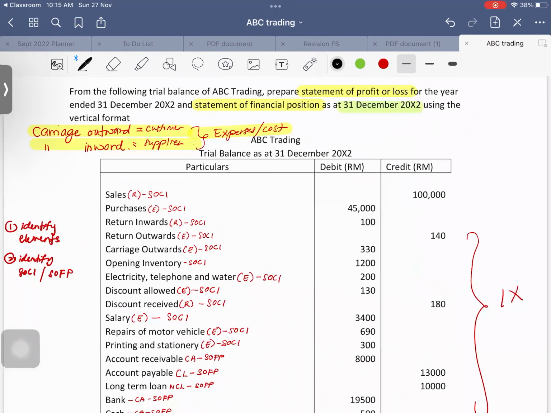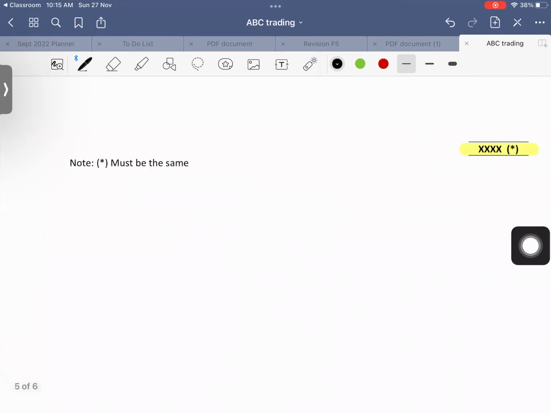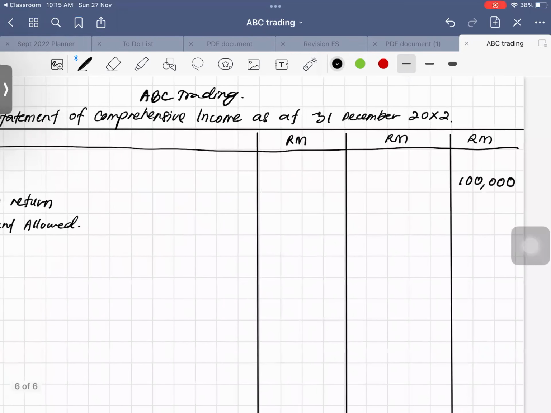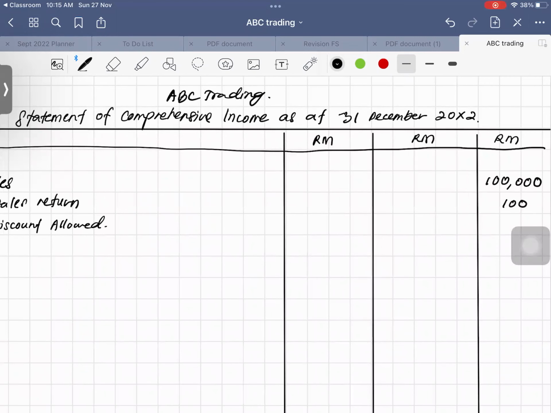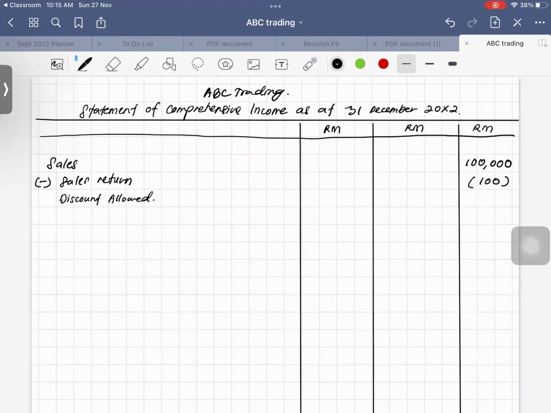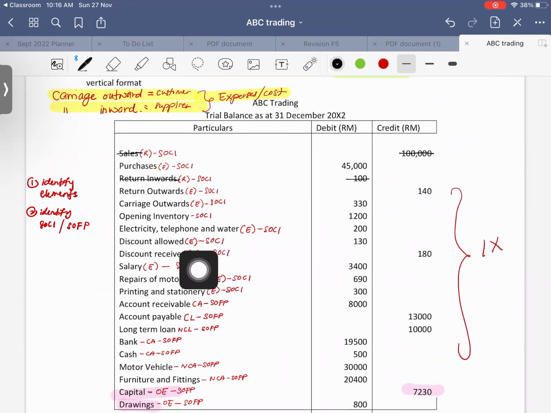Sales dah kan. So, potong. Sales return and return inward is actually the same thing. Ingat tu. Return inward is when your money comes in. So sales return. Okay. 100. Sales return is 100. Transferkan here 100. So sebab kita nak tolak, you letak bracket. Okay. Discount allowed also ada tak? 130. Ada ke discount allowed? Under 30. 130. Okay. Transfer 130.